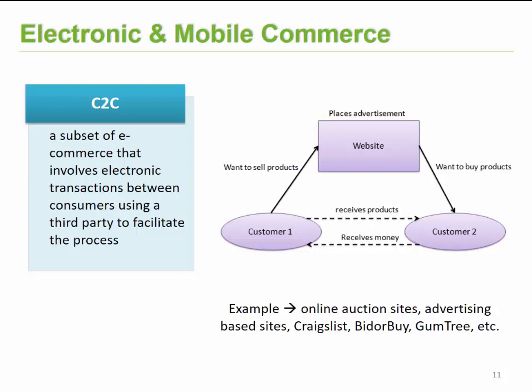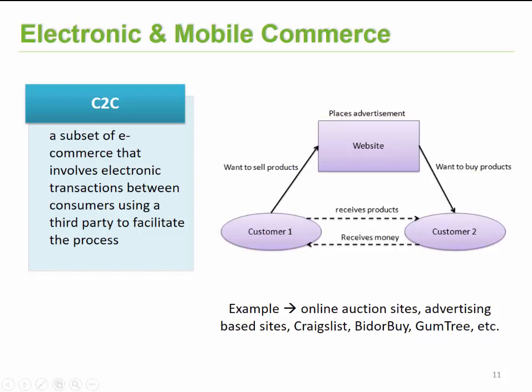So you will have customer one. Customer one will advertise their products on a website, for example OLX. Customer two will see the product there and want to buy it, and OLX will act as the facilitator for this particular transaction. By doing that, the product can be exchanged and money can also be exchanged.